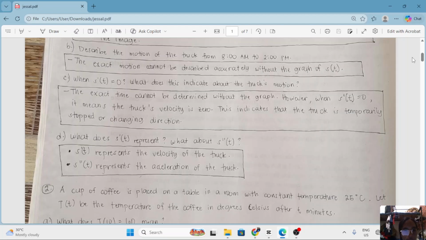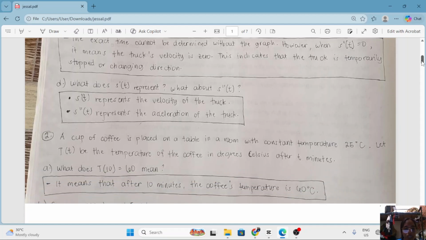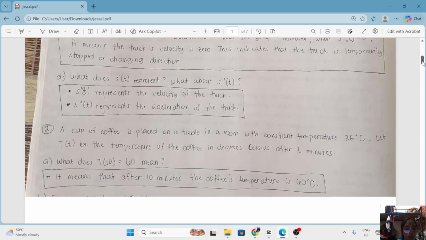question asks, if s prime of t is equal to 0, what does this indicate about the truck's motion? If s prime of t is equal to 0, it means the truck's velocity is 0. This indicates that the truck is temporarily stopped or changing direction. Now let's go to letter D. What does s prime t represent?